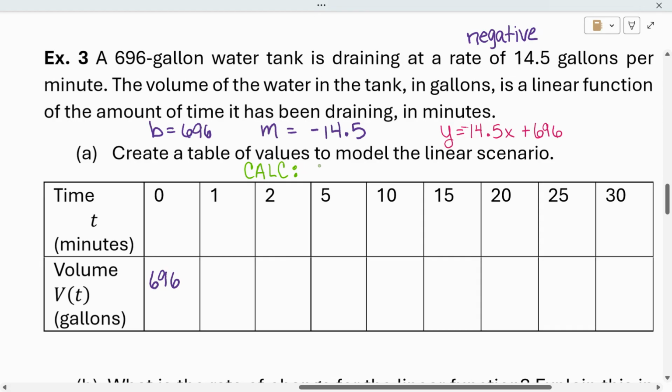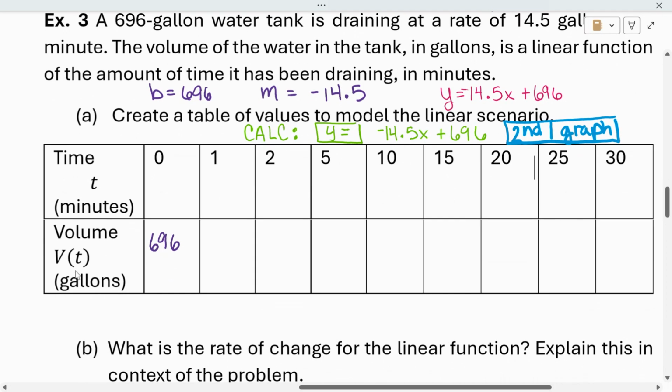Okay. And on the y equals button, you're going to write negative 14.5x plus 696. Then you're going to press the second and the graph button. That's going to give us a table. We're just going to copy down the numbers that are in our table.